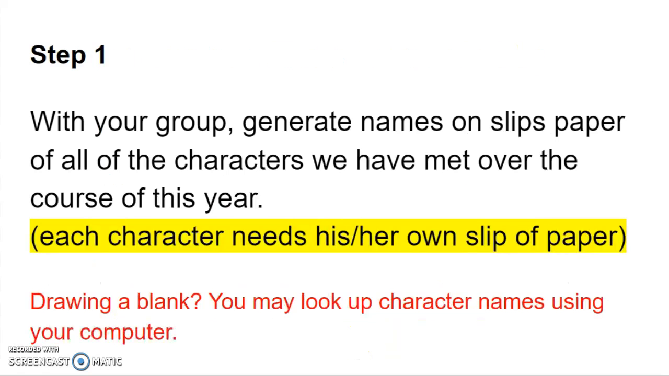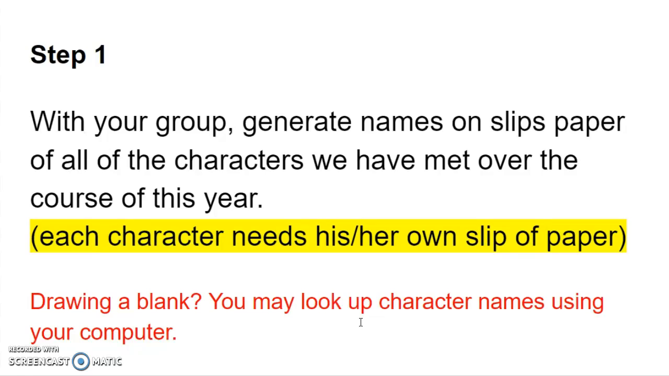The first step today is, with your group, you're going to generate names on slips of paper of all the characters we have met over the course of this year. And so you see the slips of paper in front of you. Understand that each character needs his or her own slip of paper. If you're drawing a blank, go ahead and look up those character names using your computer. That's fine. We want to get those character names down on slips of paper. Again, one character name per one piece of paper. That is why there are so many at your desk or in your pod.